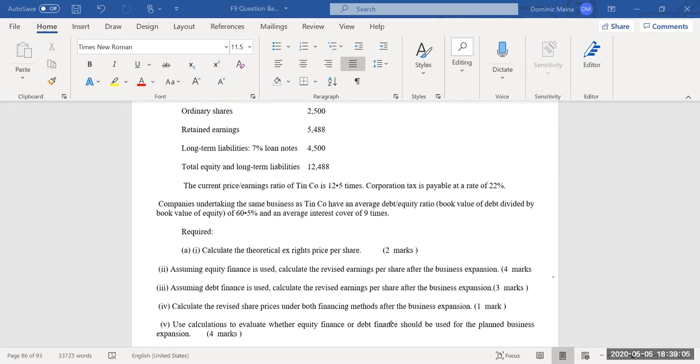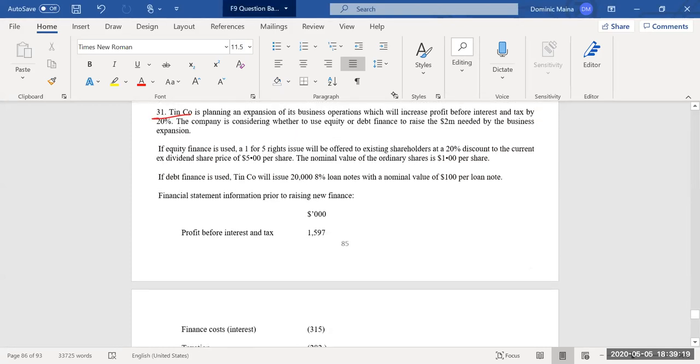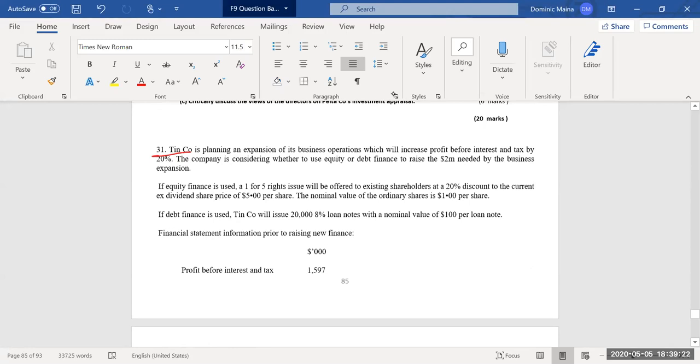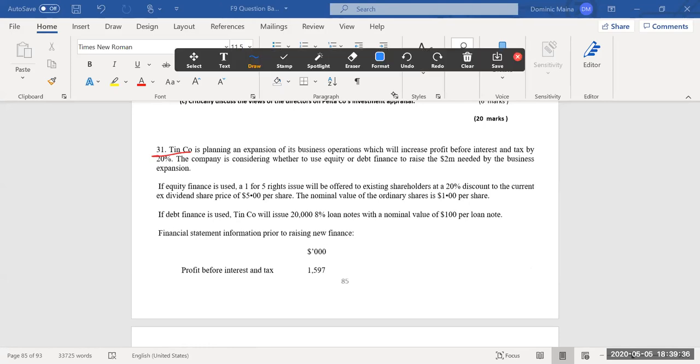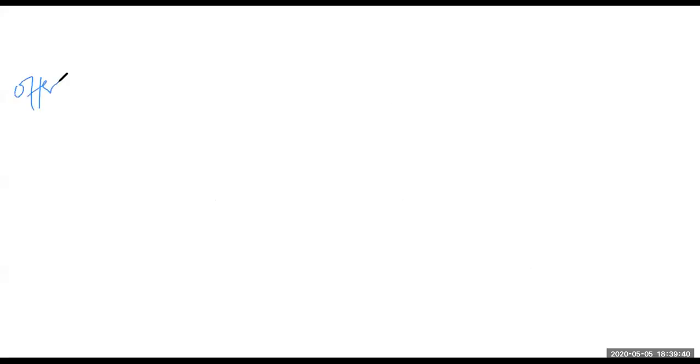Elaine. So the question is asking us to get the theoretical exercise share price. How did you go about it? First, we got the offer price, which was 80% of 5, which was 4. What was the current share price? The current share price was $5. So you went ahead and determined what should be the offer price. So offer price was your first step. I'm writing down what you're saying. So offer price is how much therefore? 80% of $5, which was $4. So you get the price equal to 4. Okay, that's true. Next.